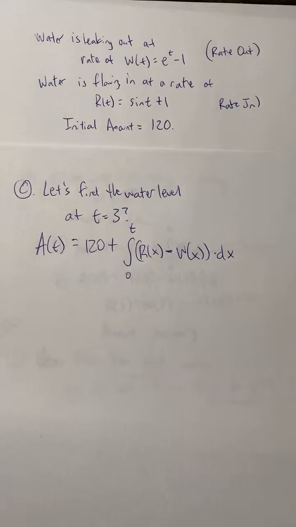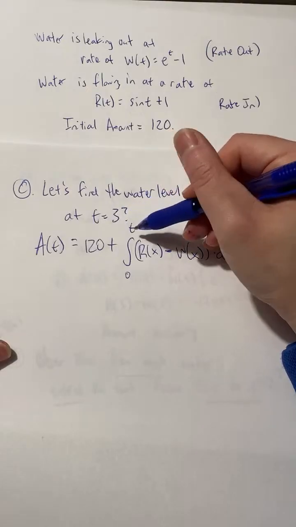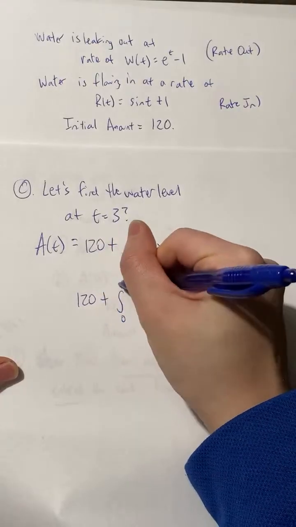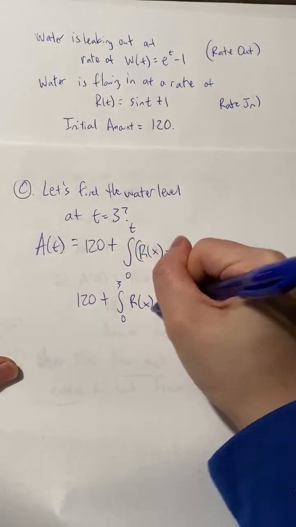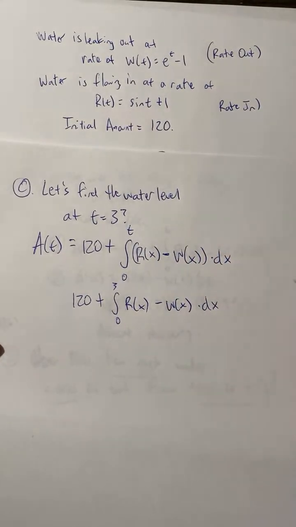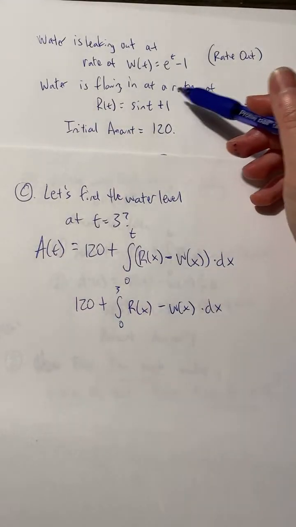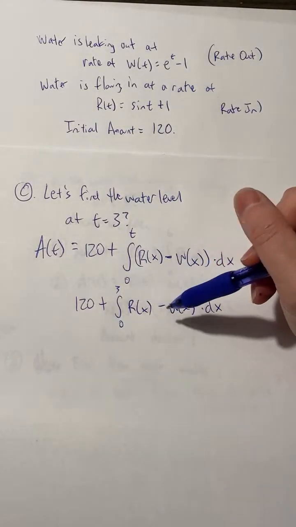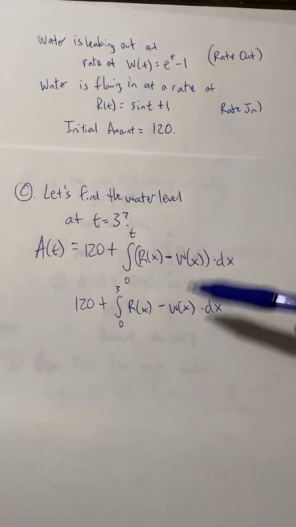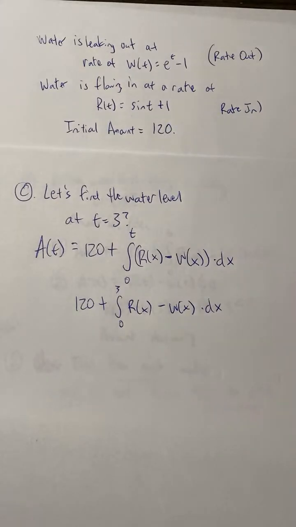So how are we going to use this formula? Well, if we want to find the amount of water at t equals 3, we're just going to plug in 3 into this formula. So it's going to be 120 plus the integral from 0 to 3 of R of x minus W of x. And that is going to be what we plug into the calculator. Of course, the calculator doesn't know what R and W are. On the AP exam, you can leave it with R's and W's because those are the letters that were given in the question. But when you type in the calculator, you do want to change them to what the functions actually represent.